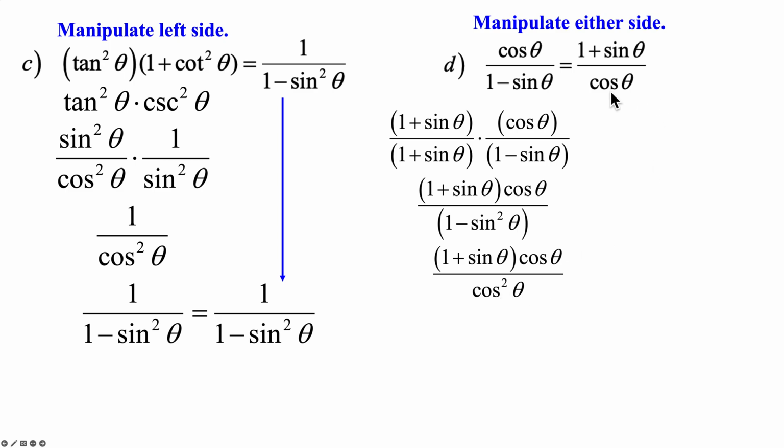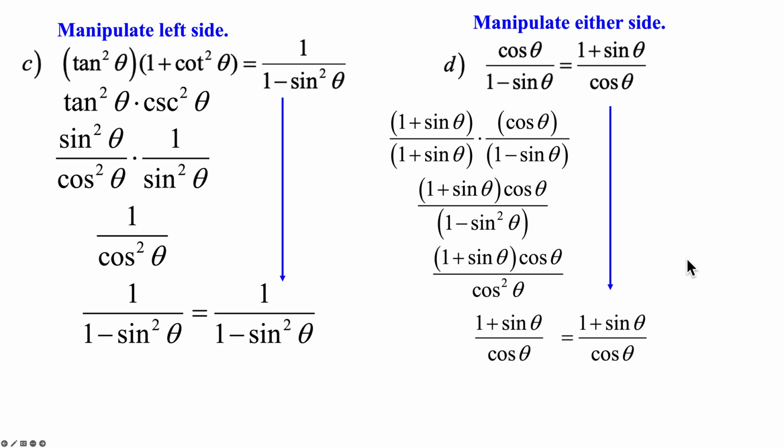Oh, wait. That gives me an extra cosine theta in the denominator. We have a match. So that's kind of how you look at moving forward. This is what I want to get to. Was it a good decision to multiply 1 plus sine theta top and bottom? Absolutely. We'll get that up there in the top right away.